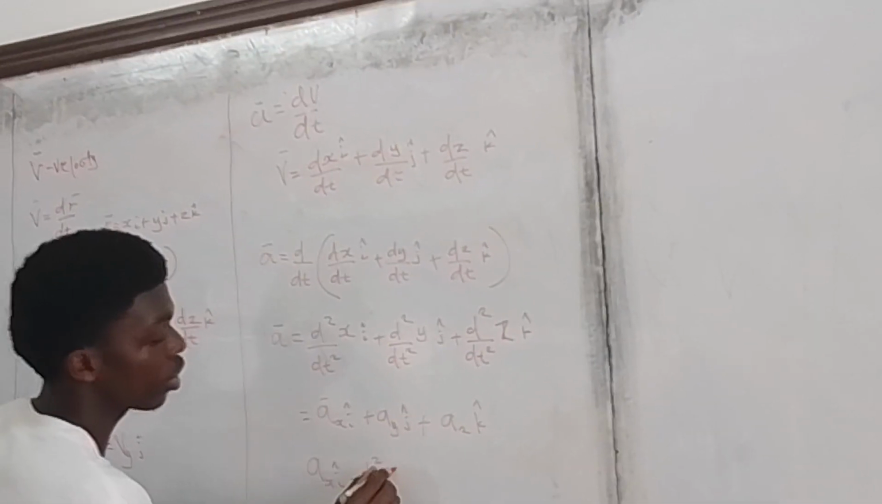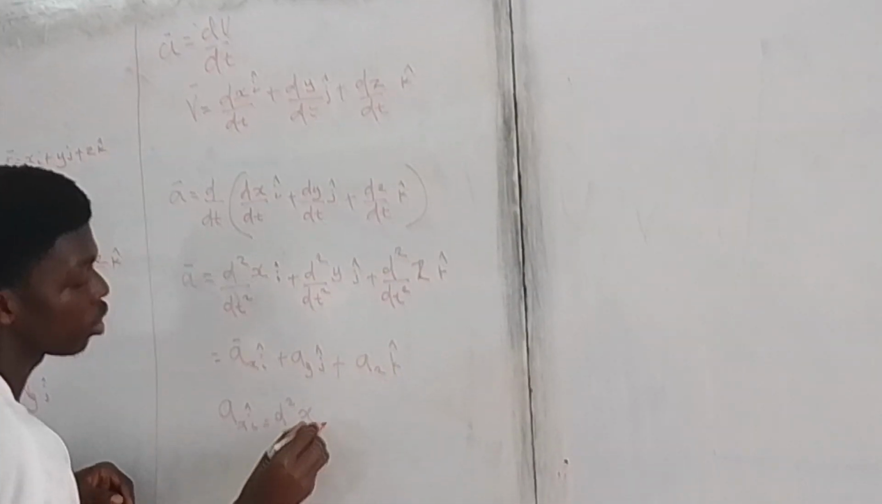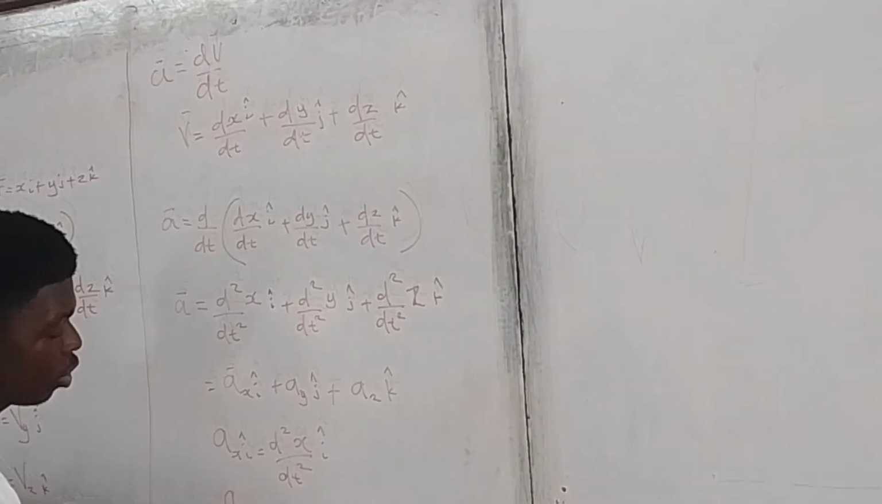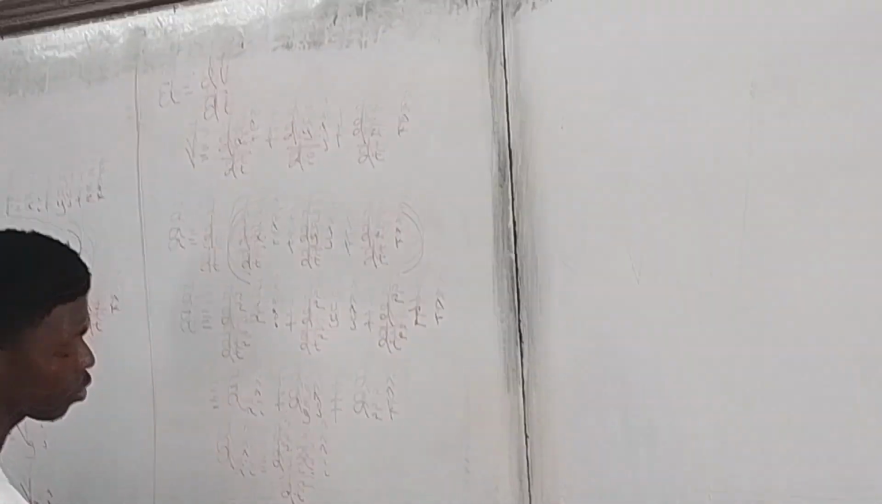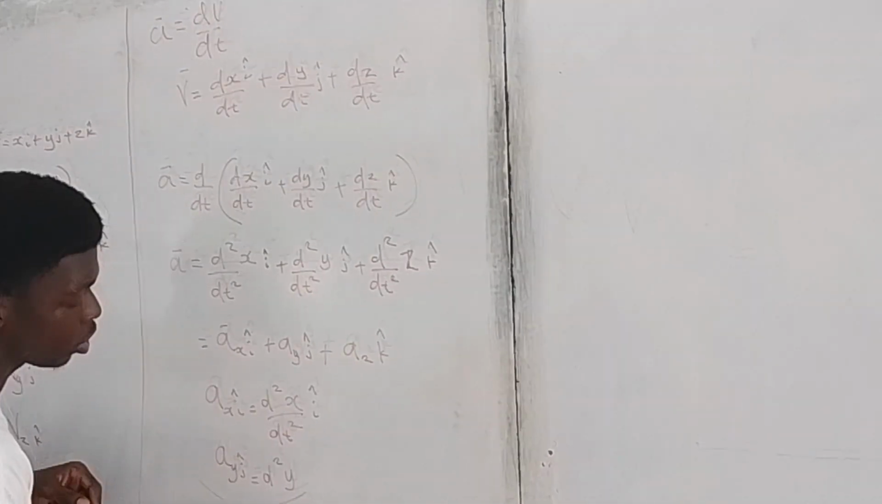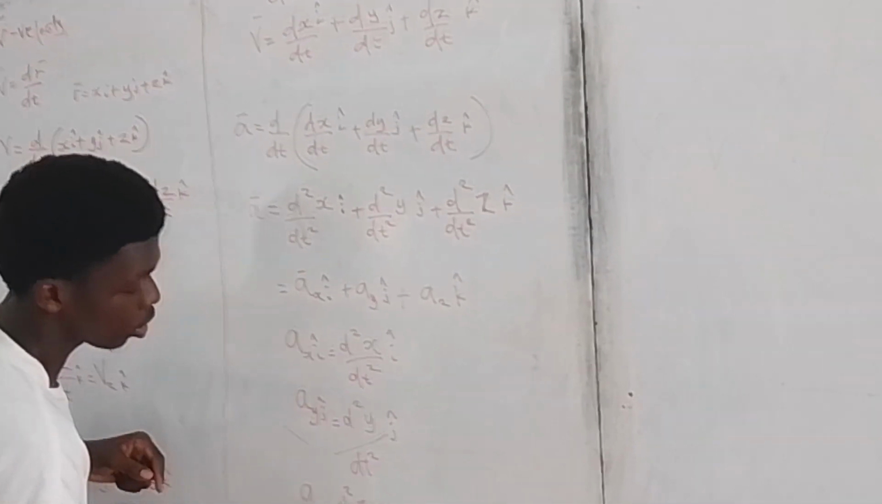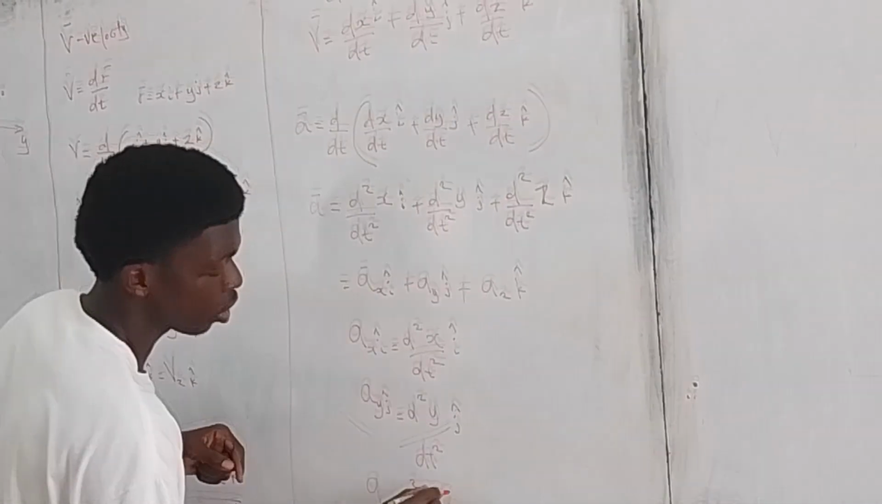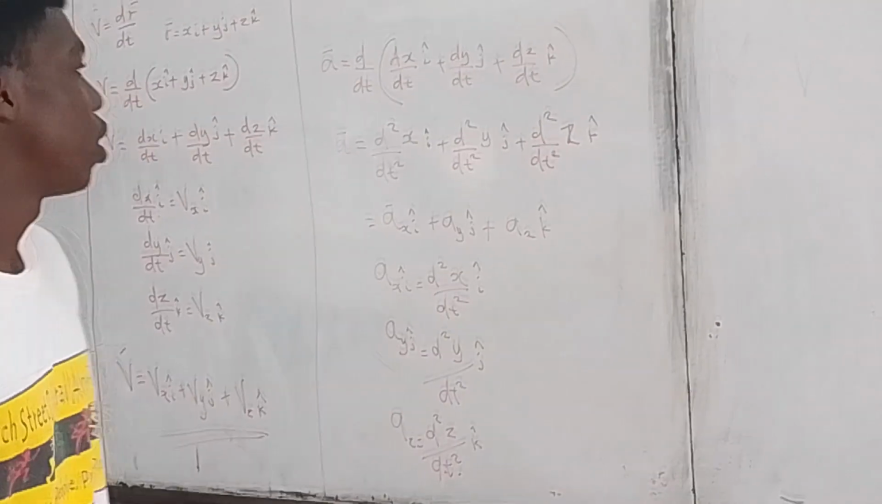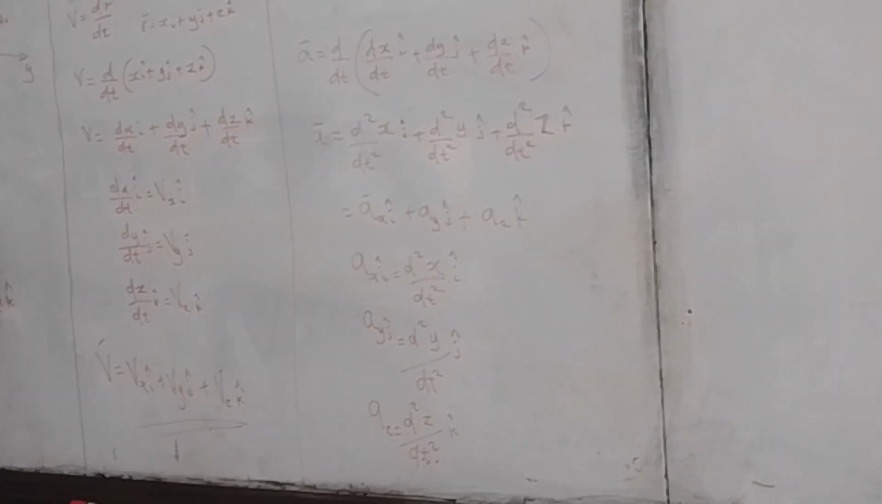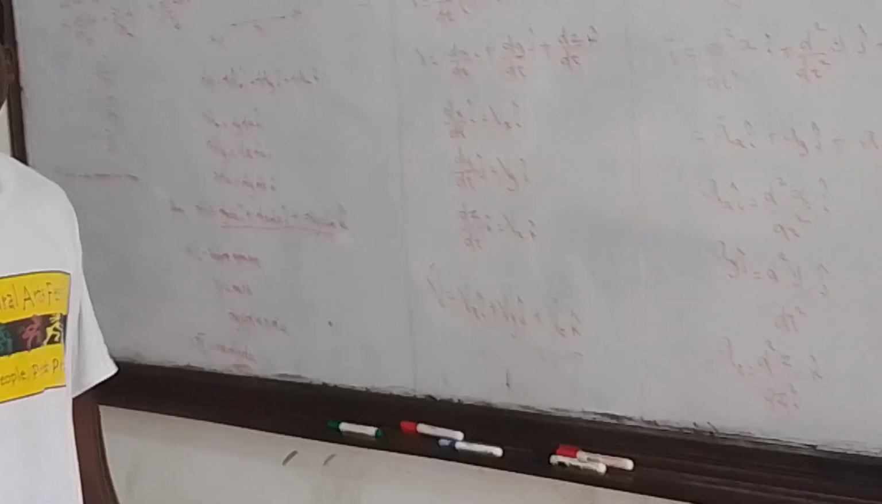ax i plus ay j plus az in the k direction, whereby ax i is equal to d over dt differentiating with respect to the x velocity in the i direction, plus acceleration in the y direction is given by d over dt of velocity y in the j direction, and acceleration az is given by d over dt of velocity vz in the k direction.